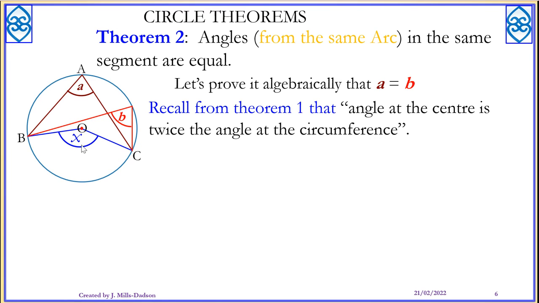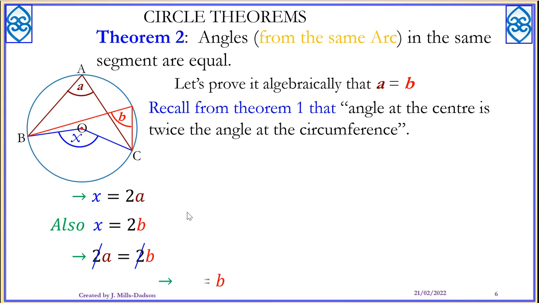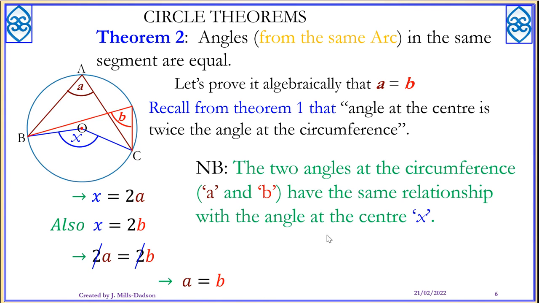So you know that X must be equal to 2A because the center angle is twice the circumference angle. In the same manner, X must also be equal to 2B. And since X is common to both, we can say 2A is also equal to 2B. So if you divide through by 2 or cancel out the 2, you end up with A equals B. That is what the theorem is saying. So in short, you realize that A and B, which are angles at the circumference, have the same relationship with angle X, which is the angle at the center.